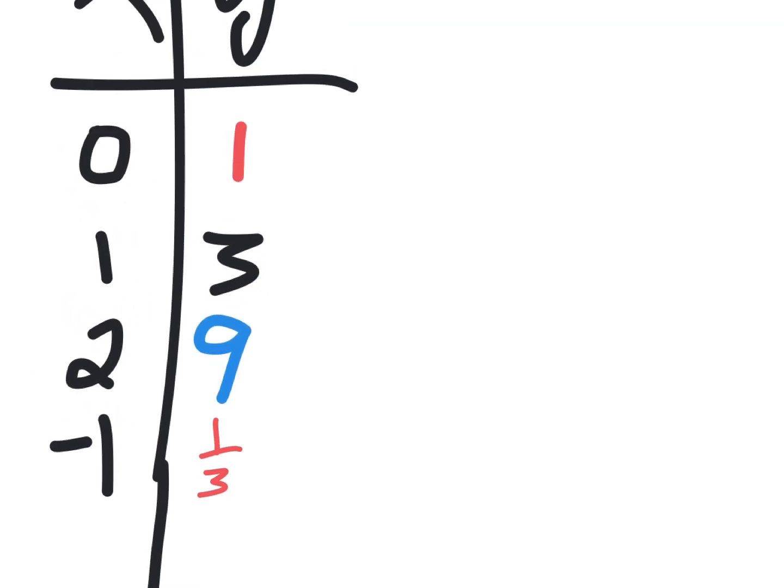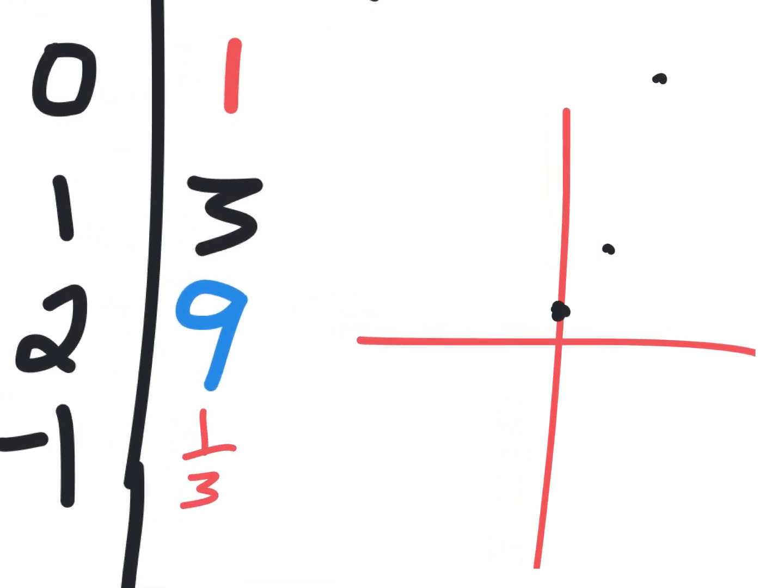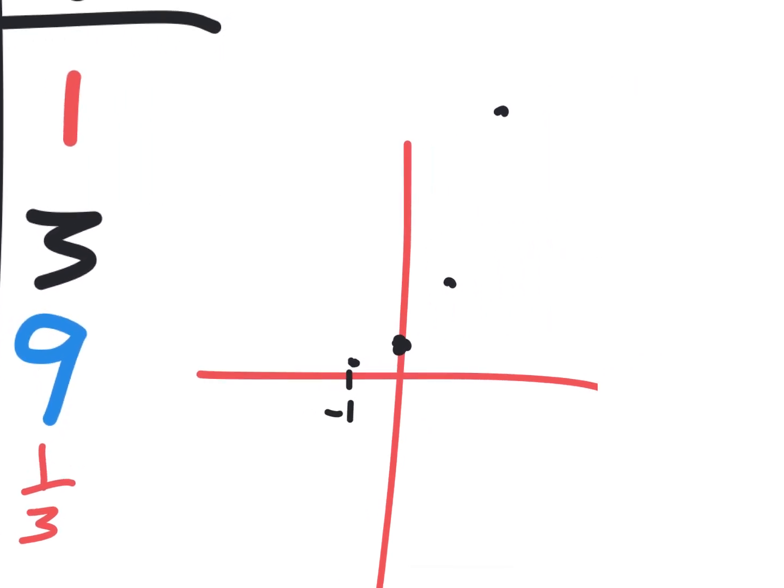Now watch if I graph these things. 0, 1, 1, 3, 2, 9. Look at that. That's the super steep part. And -1, 1/3. That means I go over this way 1, to -1, up 1/3. Look at that. Super steep. Kind of like the bacteria when you get sick, they're multiplying inside your body.